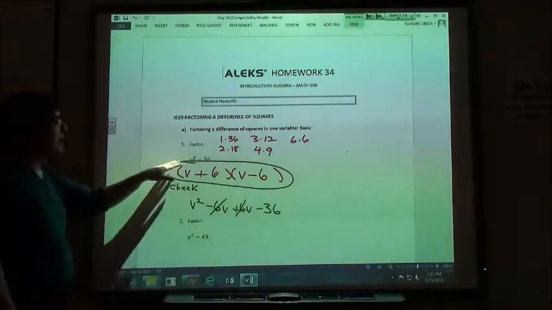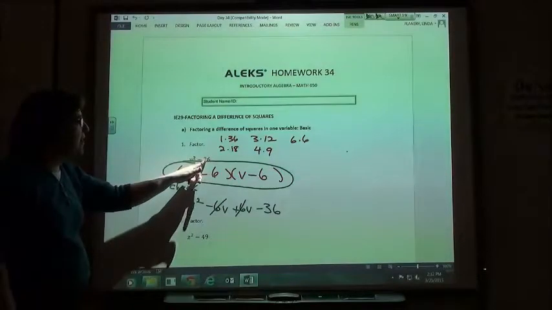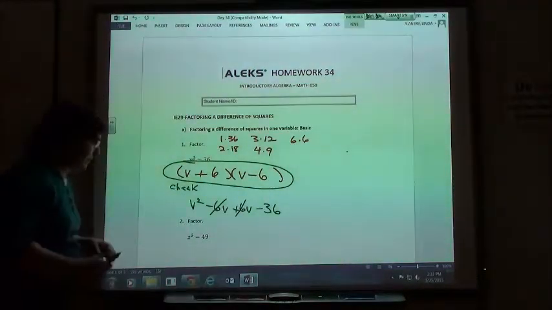So if I recognize when I look at it as the difference of perfect squares, then when I'm looking at the factors, I know it has to be that pair of factors that are the same numbers.